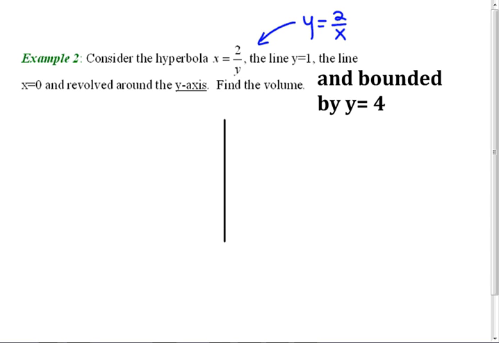Oh, I've got an n bounded by y equals 4. That might be missing in your handout. Okay, Ori, you should be doing the problems with me.